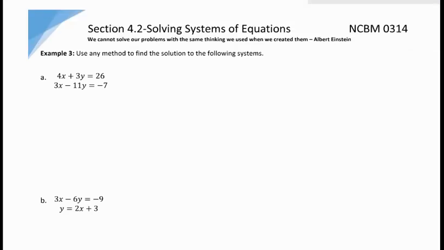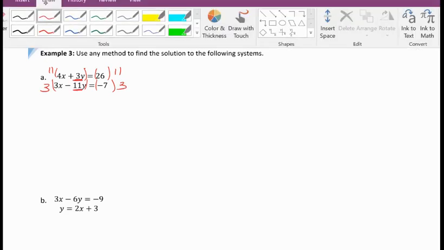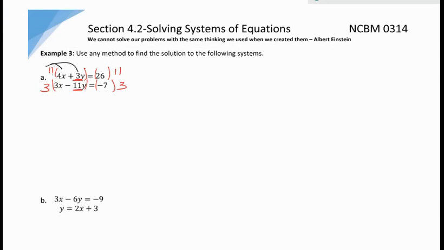So remember, our goal when solving a system of equations by the addition method is to eliminate a variable when adding the equations. So we need to multiply by a non-zero factor. We're going to multiply the first equation by 11, which comes from here, and the second equation by 3, which comes from here. Let's go ahead and distribute that. 11 times 4x is 44x, plus 11 times 3y is 33y, and 26 times 11 is 286.